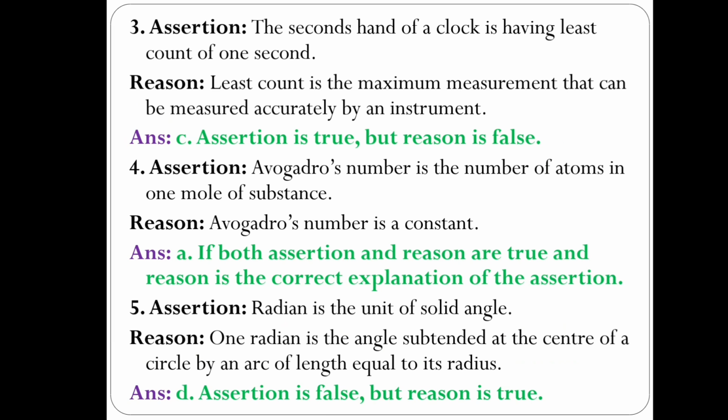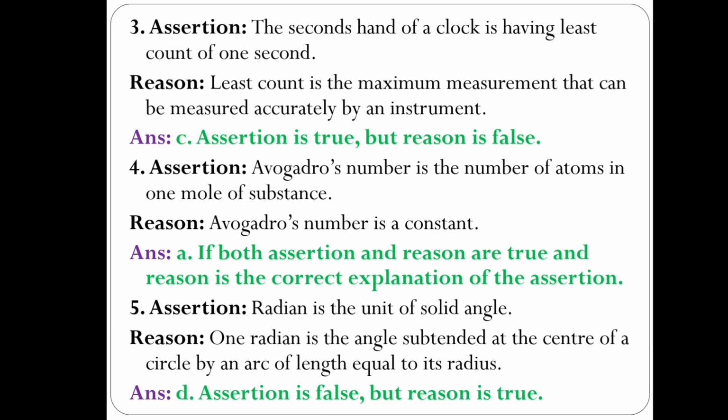Third one, assertion. The seconds hand of a clock is having least count of 1 second. Reason, least count is the maximum measurement that can be measured accurately by an instrument. The seconds hand of a clock is having the least count. It is already given least count and they are telling it as maximum measurement. So that is false. It is minimum measurement. So the assertion is true, but reason is false. So the answer is option C.